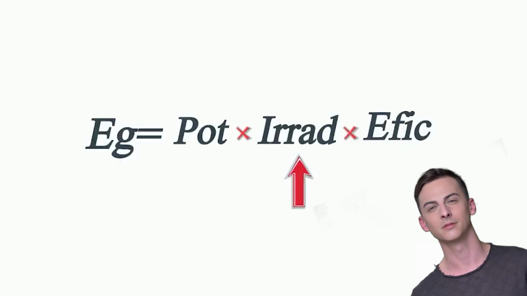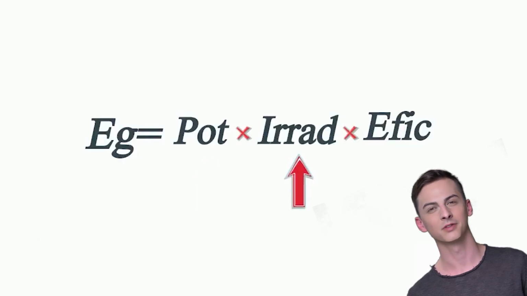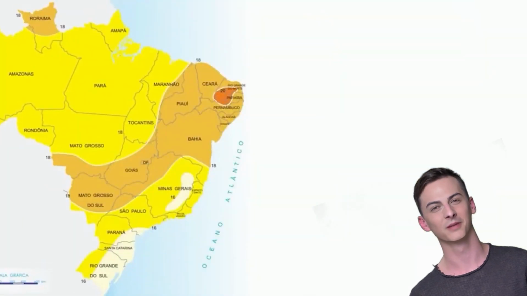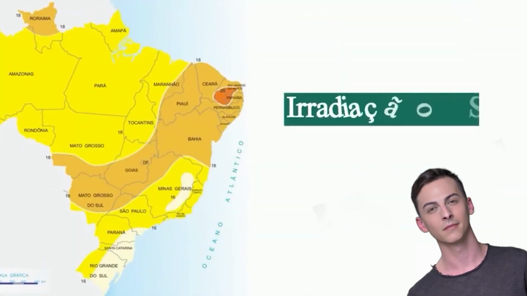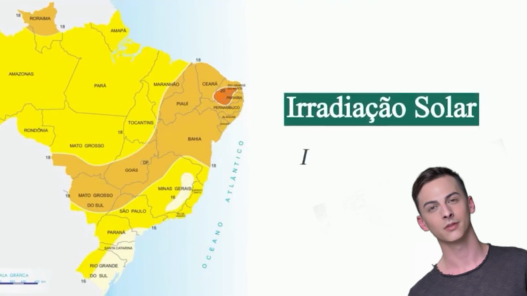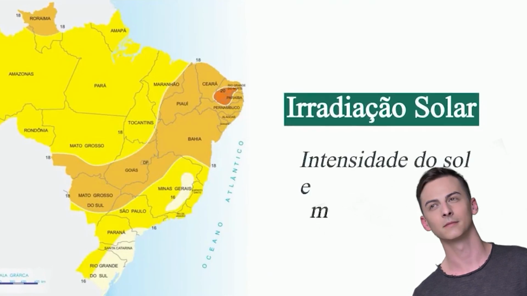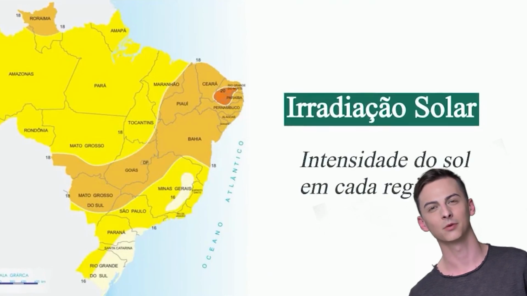Local irradiation is a number that can be identified for each region. As you probably know, the sun is not evenly distributed in Brazil or anywhere else. Some regions have more intense sunlight, while others have less. You can find information about solar irradiation in your region through a website called CRESR. There, you can learn about the irradiation in your region.